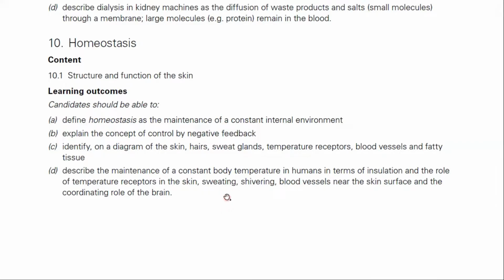We will be basically discussing what happens in a hot environment, what happens in a cold environment, and how homeostasis is maintaining the overall environment inside the body.